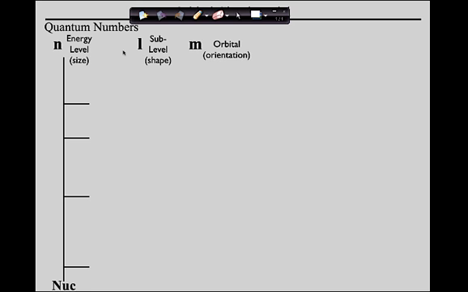And guys, all this is on the board. N is the energy level number. It tells you the size. L is the sublevel number. It tells you the shape. M is the orbital number. It tells you the orientation.